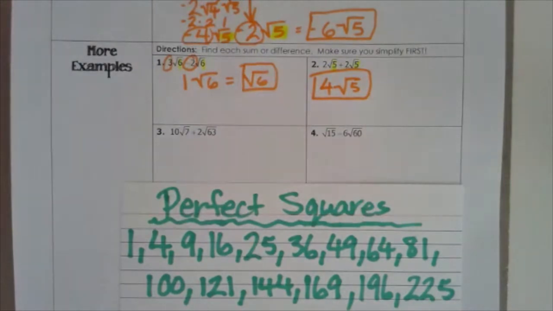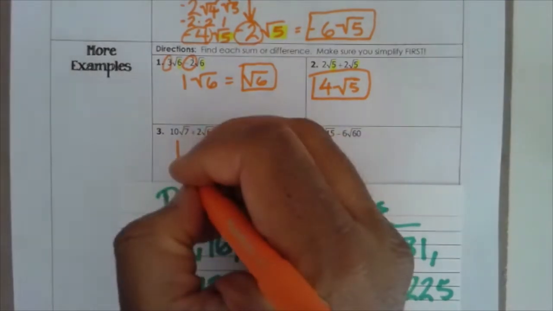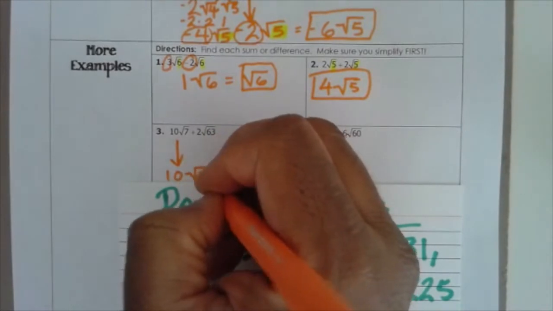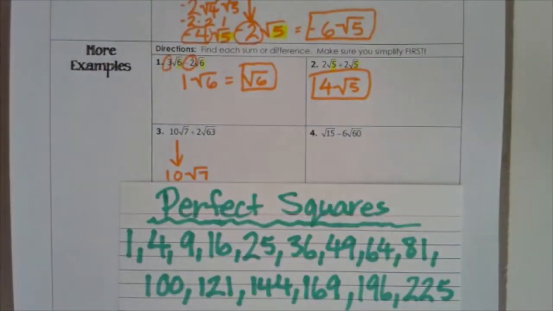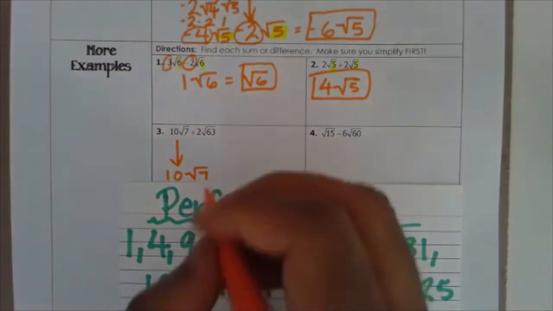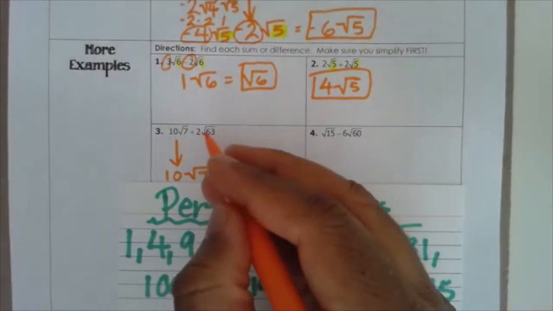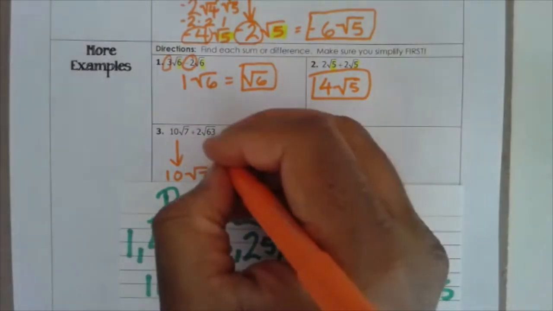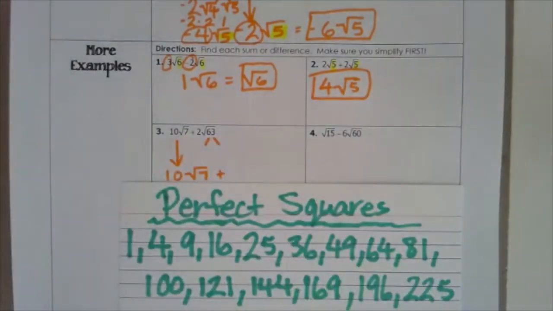So if we look at number 3, we're looking first to see if we can simplify anything. So if I look at 10 square root of 7, looks pretty good. I don't think any other perfect square can go into that other than 1. So we can just bring that all the way down here, 10 square root of 7. So that one's already ready to be added. But what about the term over here? That we can break down. That 63 can be broken down a little bit further here.